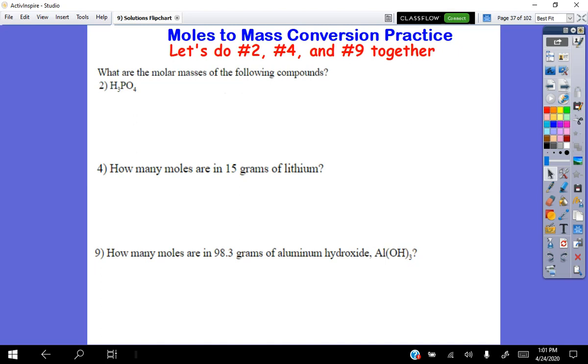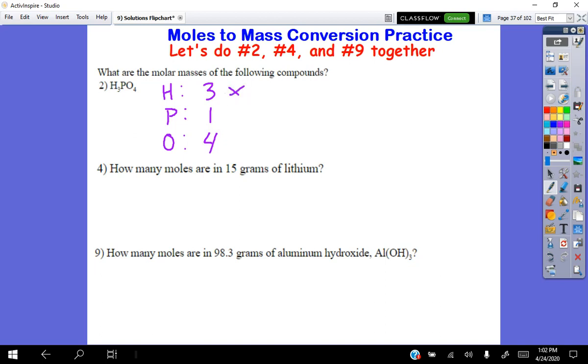The first thing before we can get into gram and mole problems is to review molar mass. Molar mass involves looking up the masses of each element on the periodic table and then multiplying by the subscripts for that particular element. Before I even go to the periodic table, I'm going to identify how many of each element I have. In H3PO4, I have 3 H's, 1 phosphorus, and 4 oxygen.